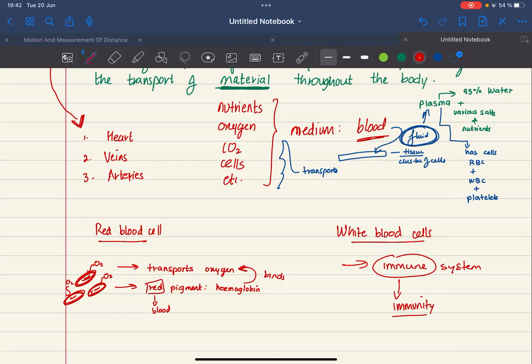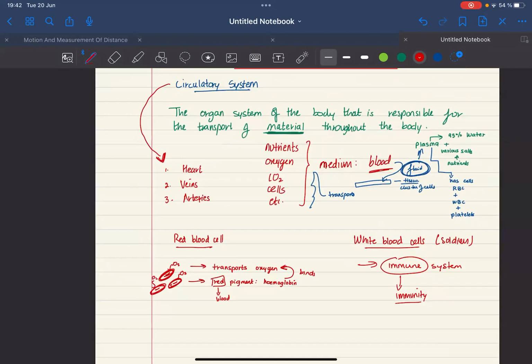So WBCs are like soldiers. They fight and they kill the germs. So they are also the soldiers of our body, because they increase immunity by fighting and killing the germs.